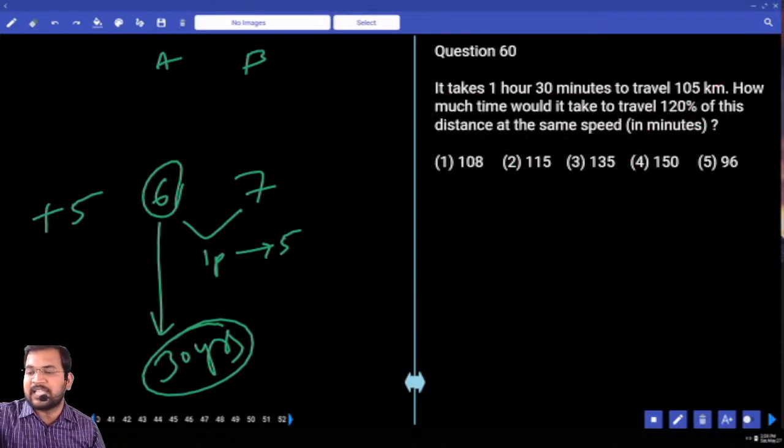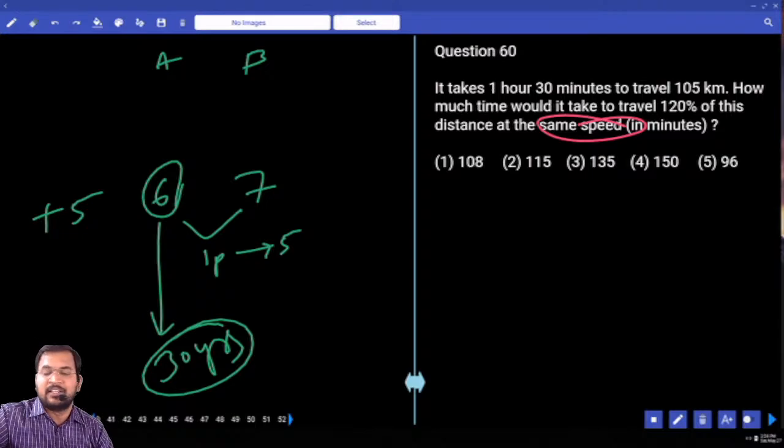It takes 1 hour 30 minutes to travel 105 kilometers. How much time would it take to travel 120% of the distance at the same speed? Speed is the same, right? Whenever speed is constant, distance and time are directly proportional.